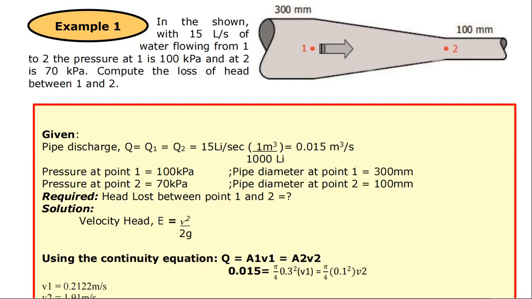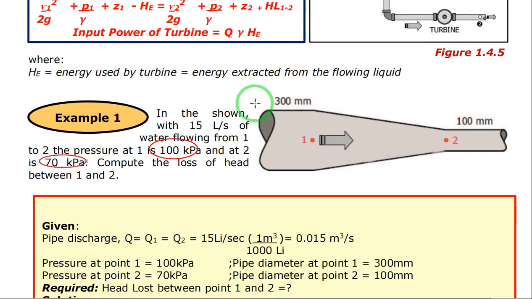Okay, so we have here example number 1. Now in the figure shown, a fluid is flowing with 15 liters per second of water, and the pressure at point 1 is 100 kilopascal and the pressure at point 2 is 70 kilopascal. So the diameter at point 1 is 300 mm, while the diameter at point 2 is 100 mm. Compute the head loss or the loss of head between point 1 and point 2.